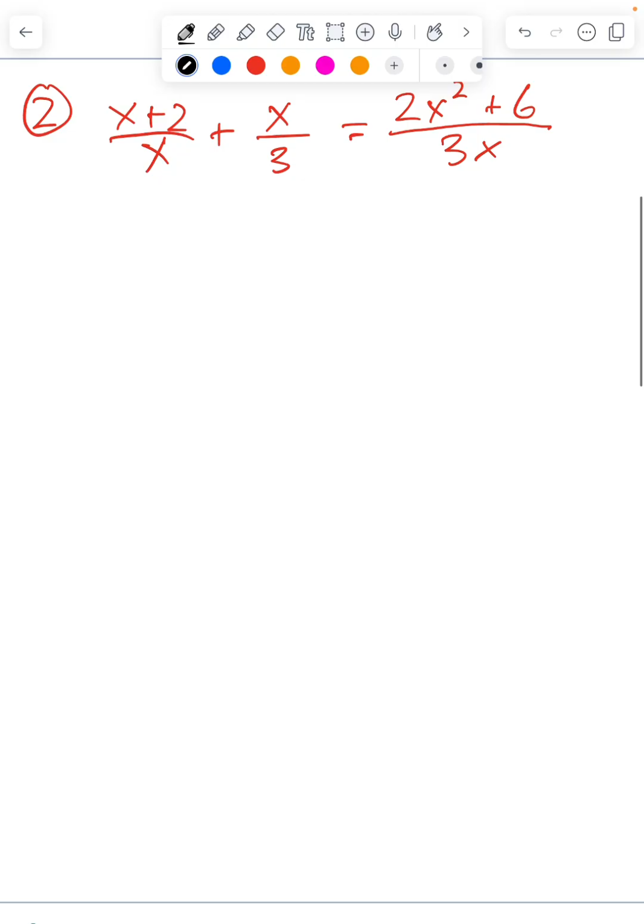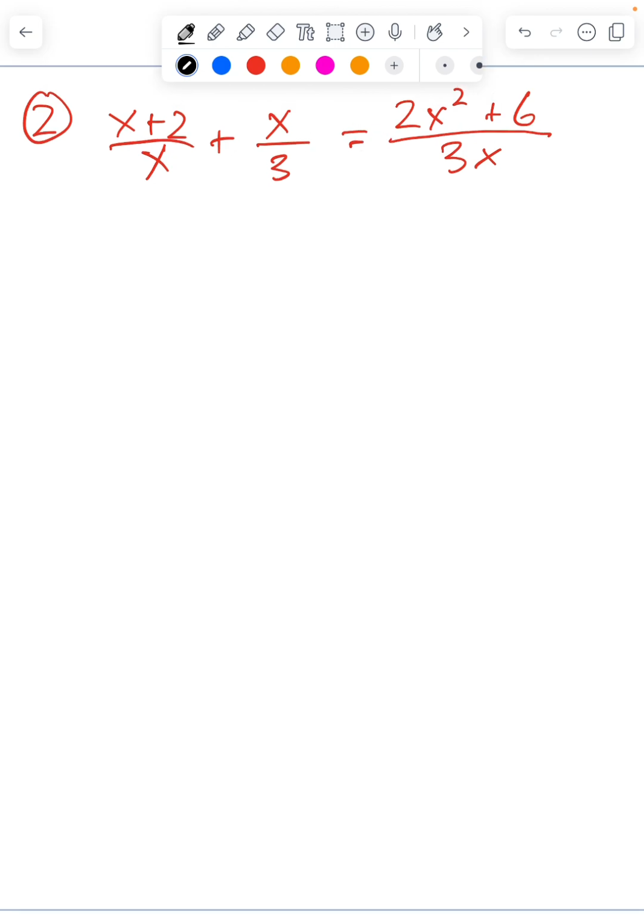All right, so I have (x + 2)/x + x/3 = (2x² + 6)/(3x). Okay, again, what do we want to do? We want the LCD. We want to find the extraneous solutions right off the bat. So what is our LCD? We could factor this, kind of, not really. I have 3 here, I have x here, and I have 3x here. So this is 3 times x.